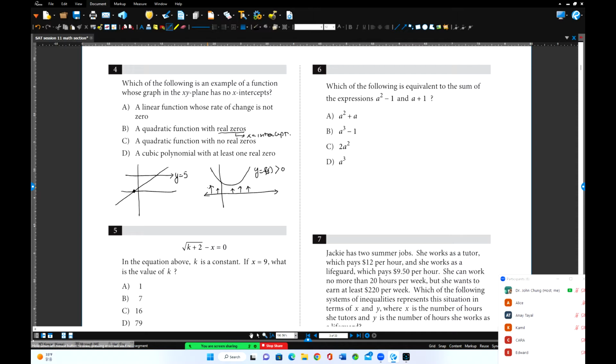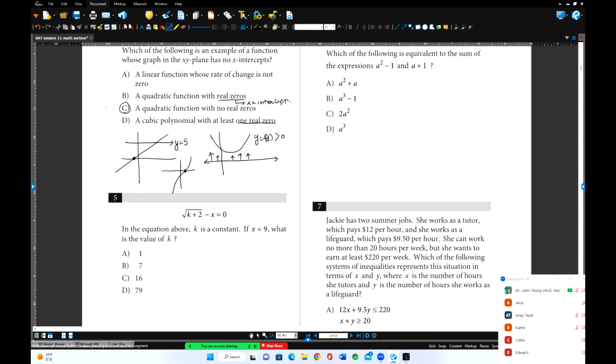A cubic polynomial with at least 1 real zero. At least 1 real zero means it already has an x-intercept. So which one doesn't have an x-intercept? Here.